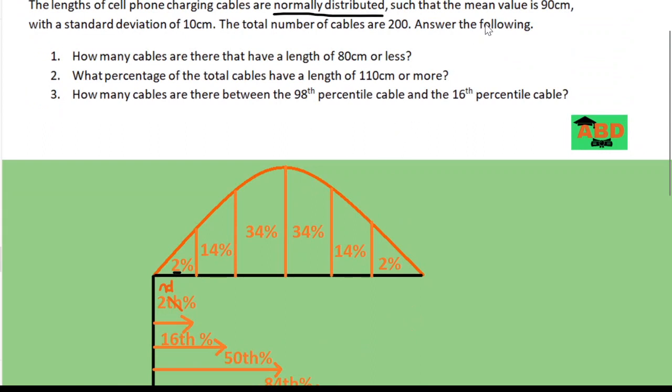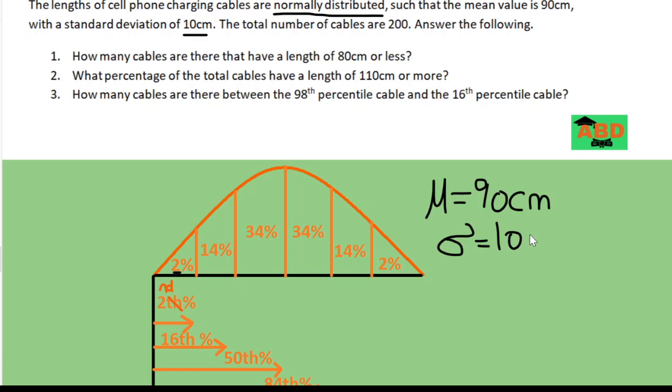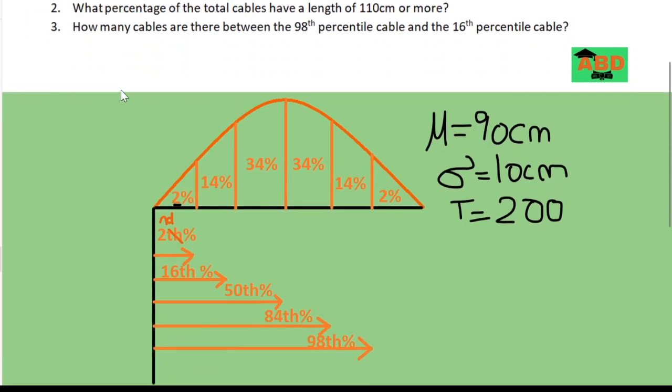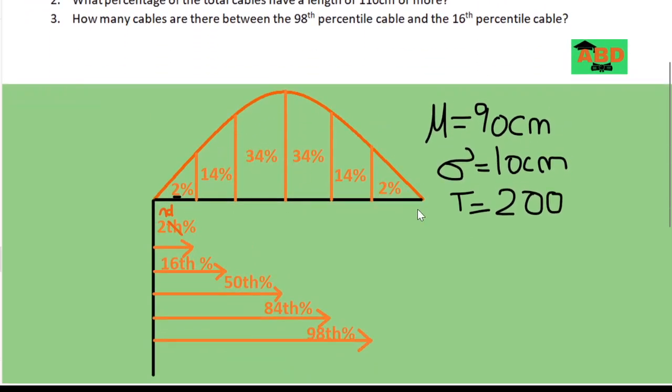Such that the mean value is 90. So the average is 90 centimeters in length, with a standard deviation of 10 centimeters. The total number of cables is 200. So the total quantity is 200. Okay, answer the following. Before jumping into the question, what we need to do is use this data and arrange all of it on the normal curve.